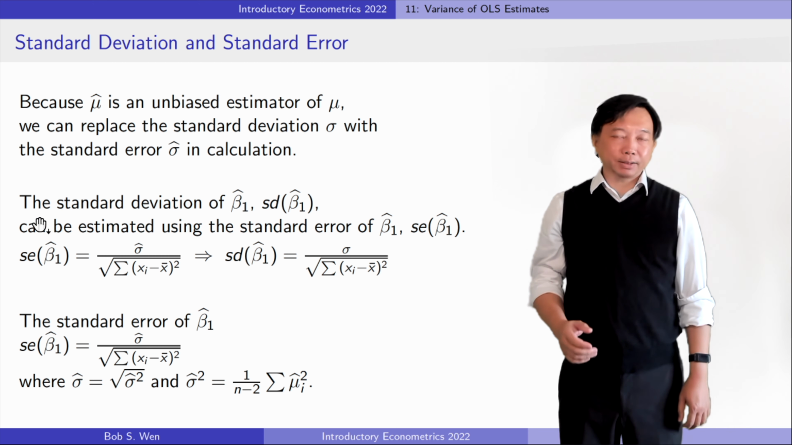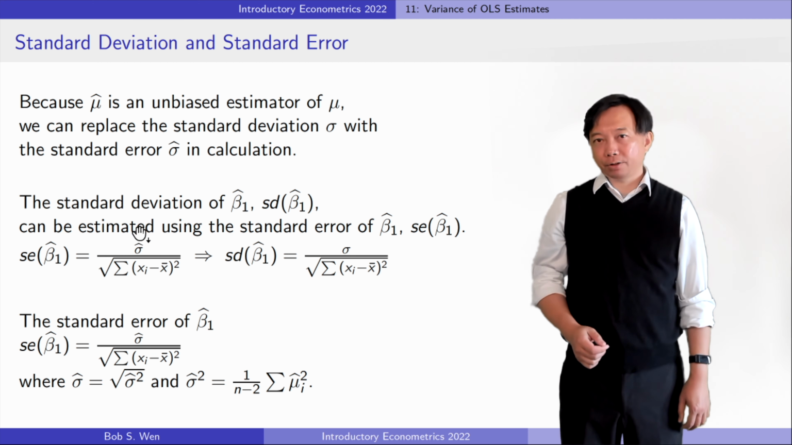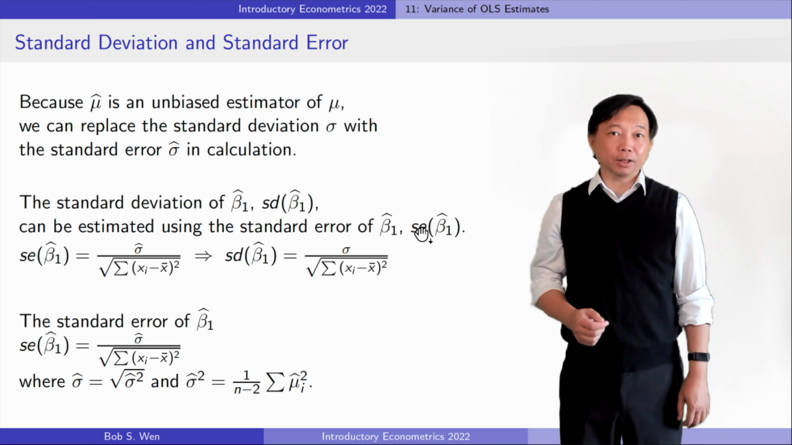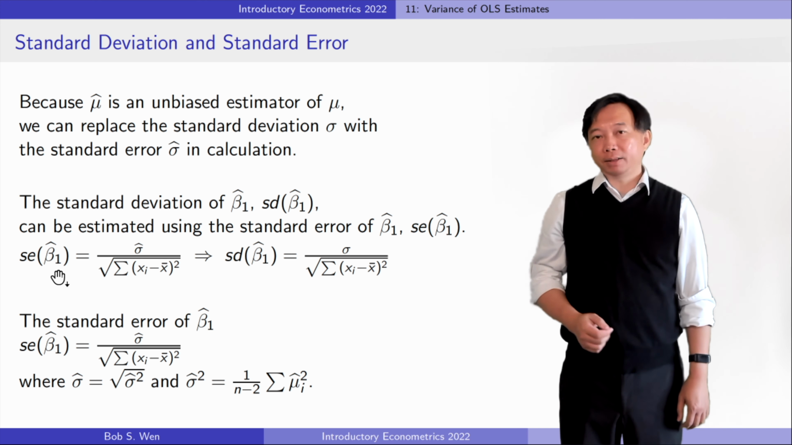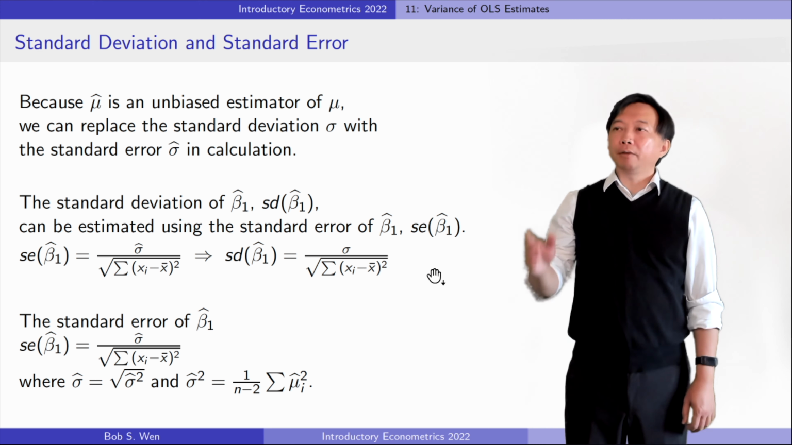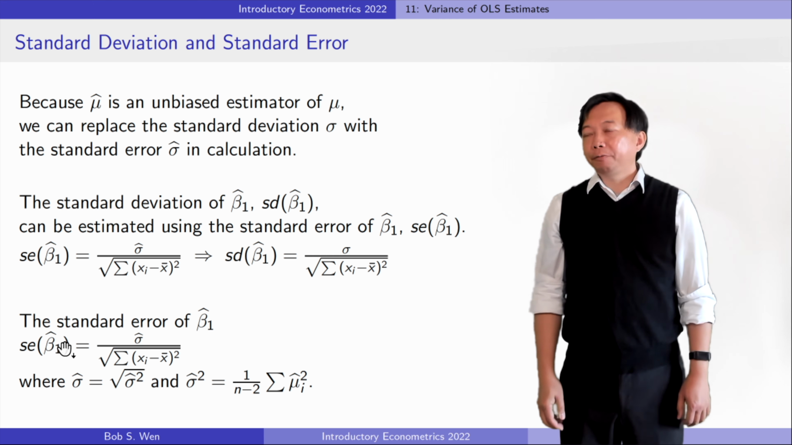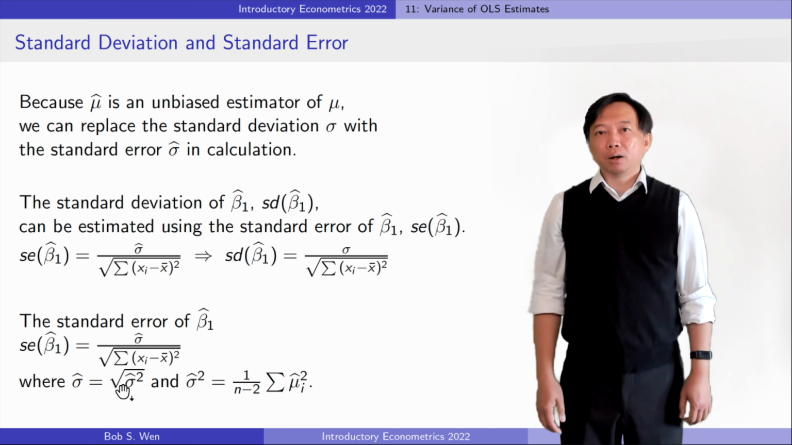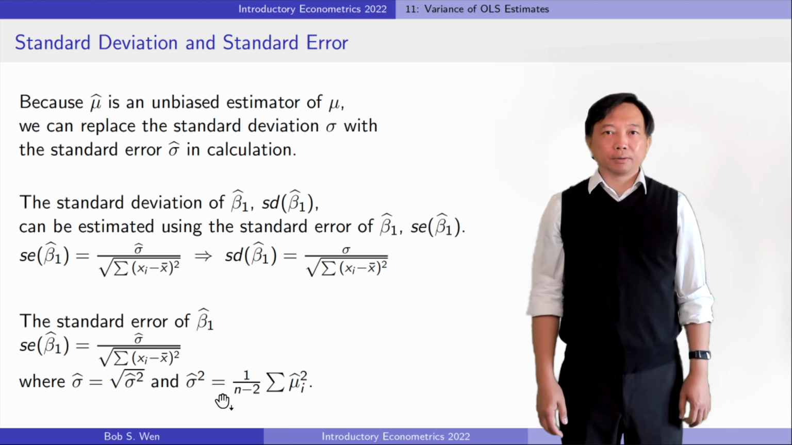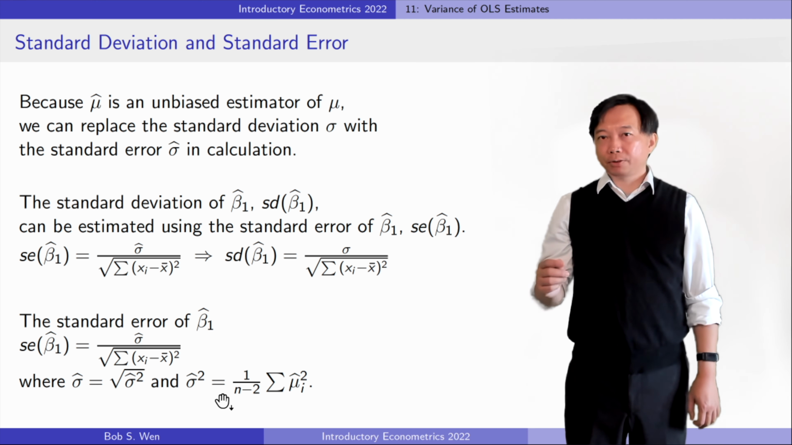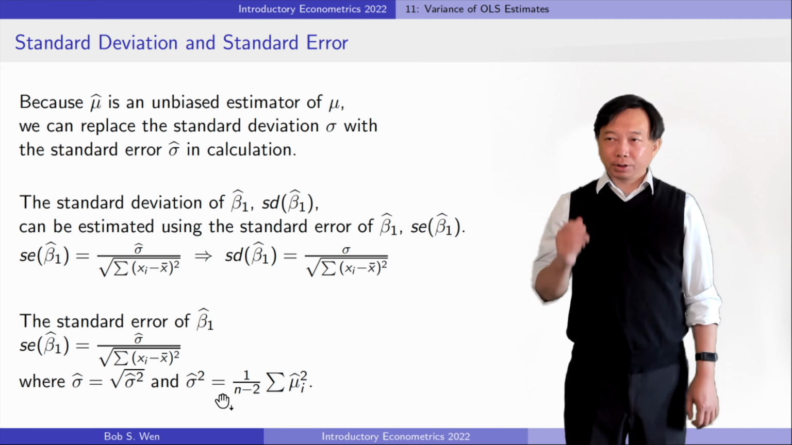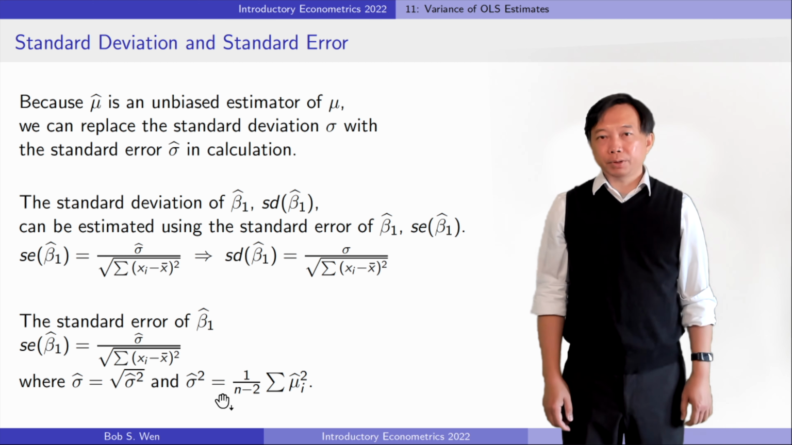So we can use the standard error of beta 1 hat as an estimate of the standard deviation of beta 1 hat. When we look at the formula for the standard error of beta 1 hat, we find that it is feasible because we have all the components in hand: the explanatory variable x and the OLS residuals mu hat. In a word, we can compute the standard error of beta 1 hat using x and residuals.